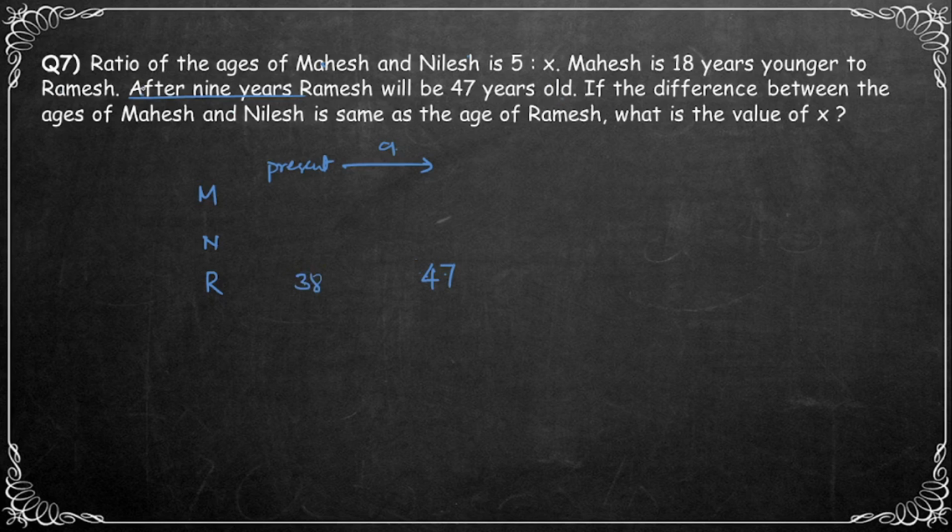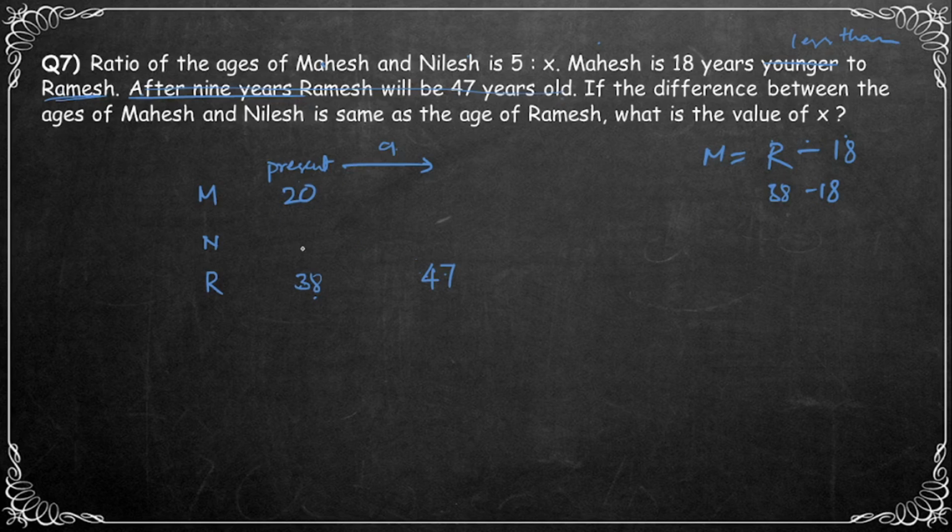Now let's go back to the question. So this sentence is done. Let's go back to the question and try to fill the table. So the ratio of ages of Mahesh and Nilesh is 5:x. Let us leave that. Mahesh is 18 years younger than Ramesh. Younger means less than, right? So Mahesh is 18 years less than Ramesh. So if we take the age of Ramesh and do minus 18, we get the age of Mahesh. At present, the age of Ramesh is 38, so the age of Mahesh is 38 minus 18. So it is 20. Okay.